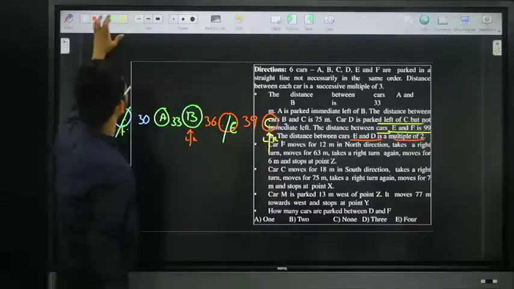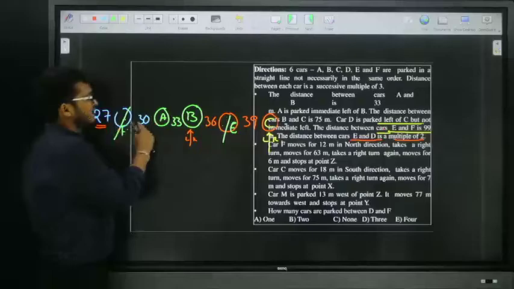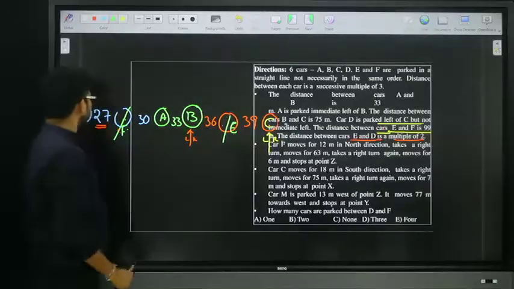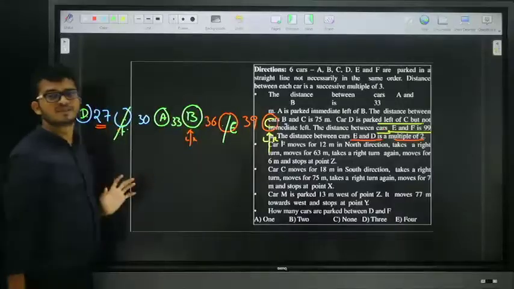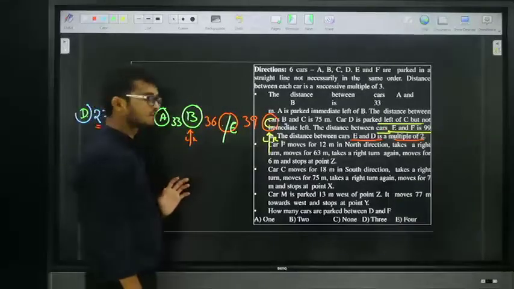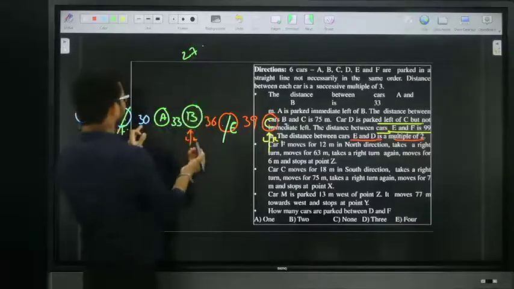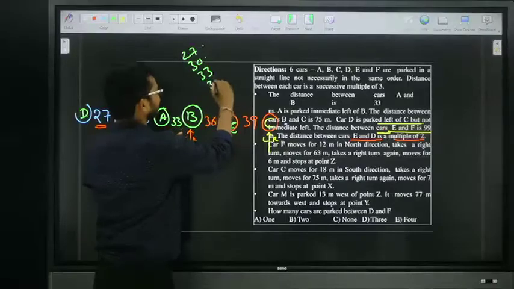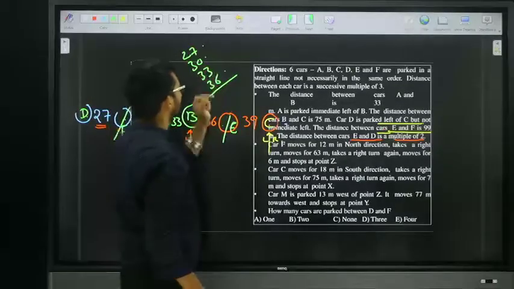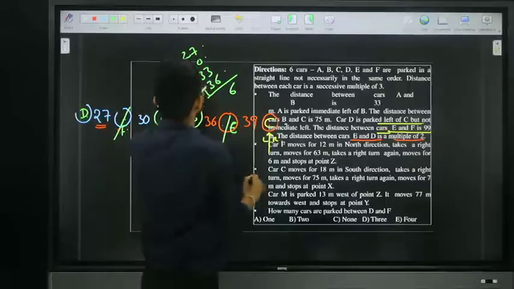Yes. Now friends here, our requirement is what? The distance between car E and F is 99. Next, the distance between car D and E is a multiple of 2. Distance between D and E is what? This one is 27. Next, this one is 30. Then this one is 33. This one is 36. Then friends here, 3 plus 6 total is what? 9. 9 plus 7 is what? Total is 16. Now friends here, 3, 6, 9.